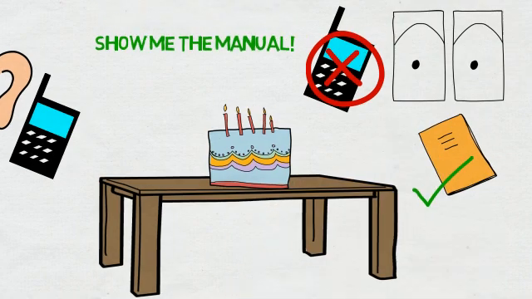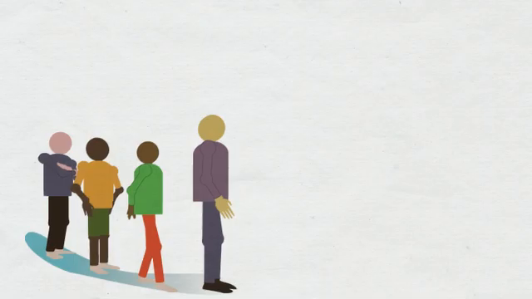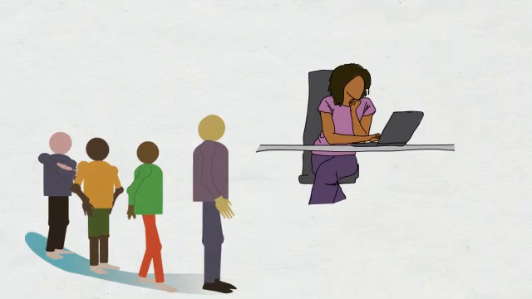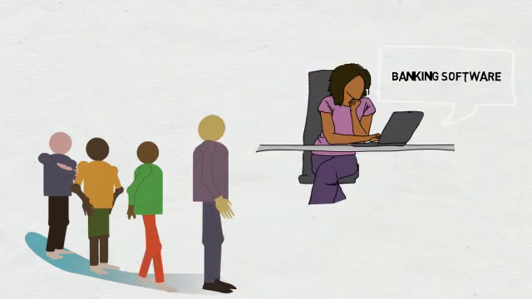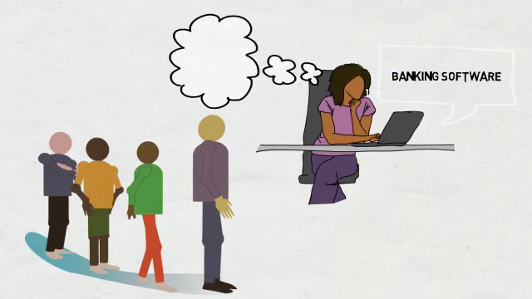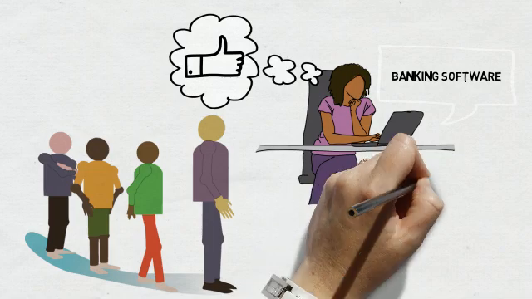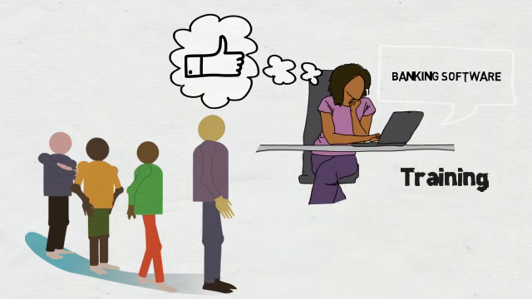Let's take another scenario. You walk into a bank to open an account. The banking agent is staring into a computer screen. Now there is banking software running on the screen. And if I were a banking agent, I would have to know the software very well in order to serve my customers. So I could be trained on the software, and the trainers would provide training manuals and exercise books.